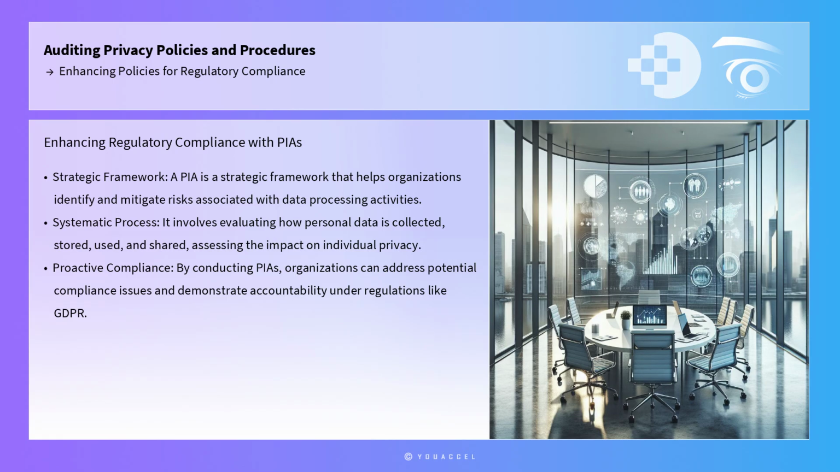One of the primary tools for enhancing regulatory compliance is the implementation of a comprehensive privacy impact assessment. A PIA is a strategic framework that helps organizations identify and mitigate risks associated with data processing activities. It involves a systematic process of evaluating how personal data is collected, stored, used, and shared, and assessing the impact these activities have on individual privacy. By conducting PIAs, organizations can proactively address potential compliance issues and demonstrate accountability, which is a key requirement under regulations such as the General Data Protection Regulation.